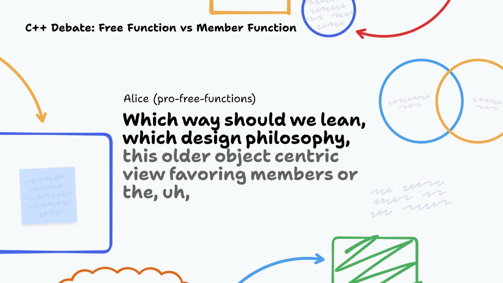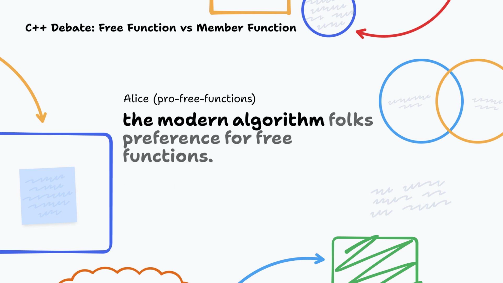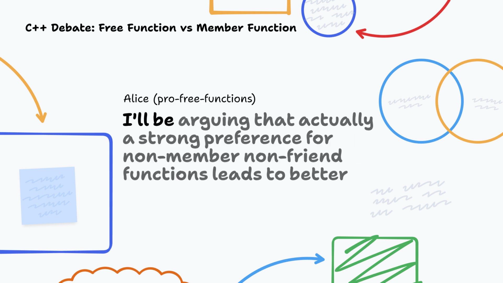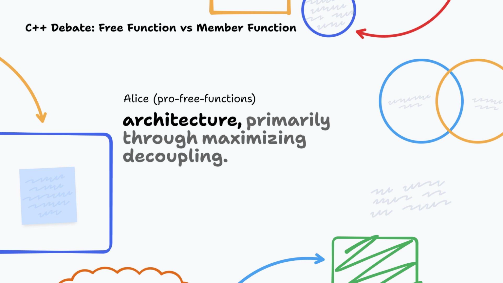Which design philosophy? This older object-centric view favoring members, or the modern algorithm-focused preference for free functions? Which one actually helps us build software that's more robust, more flexible, easier to maintain in the long run? I'll be arguing that a strong preference for non-member, non-friend functions leads to better architecture, primarily through maximizing decoupling.